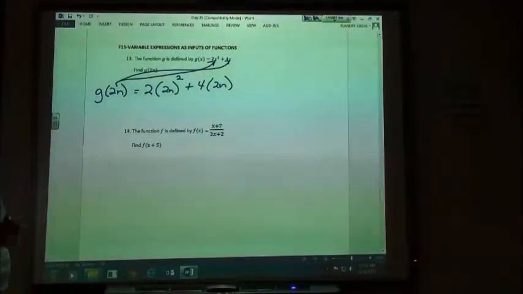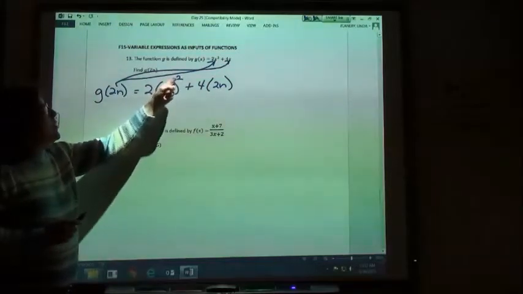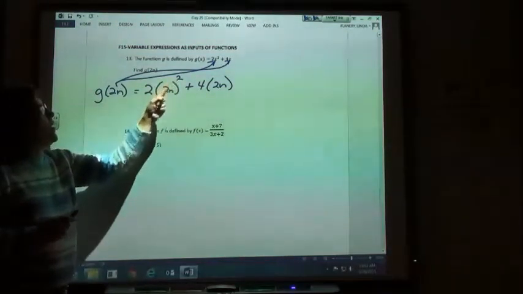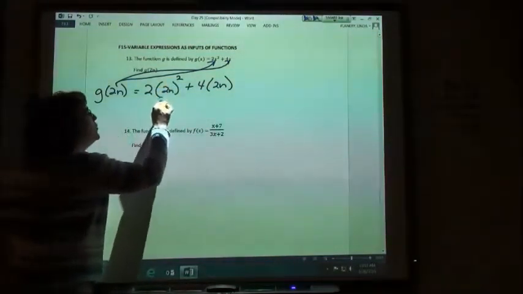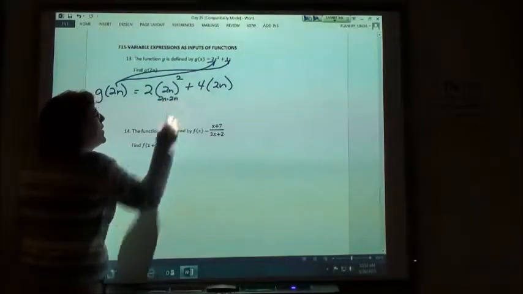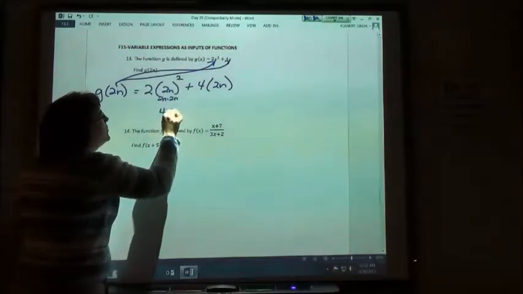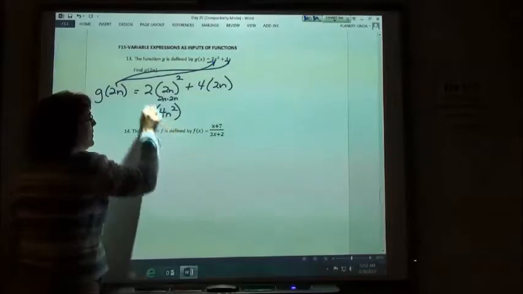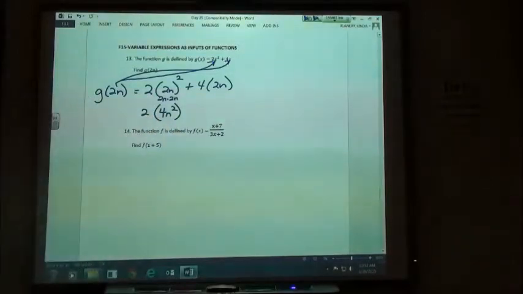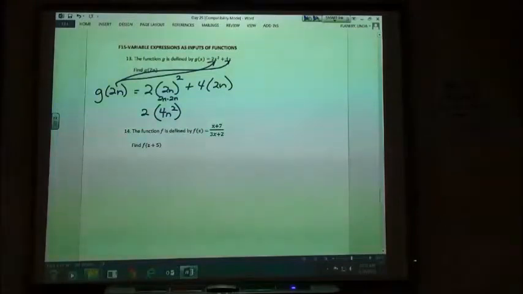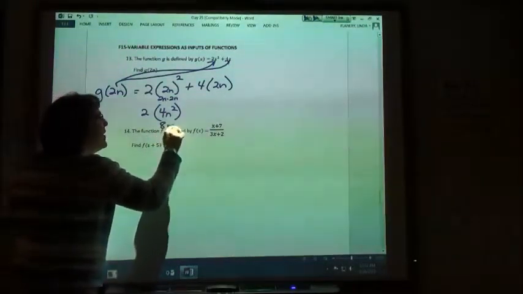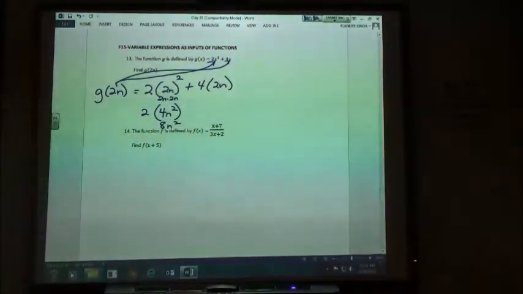Now we have to simplify that. If I follow my order of operations, I have to do this first. 2n squared means 2n times 2n, right? Which is 4n to the second power. Still has that 2 in front. 2 times 4n squared would give me 8n squared. I smush that in there. And that's all I can do with that part of it, right?